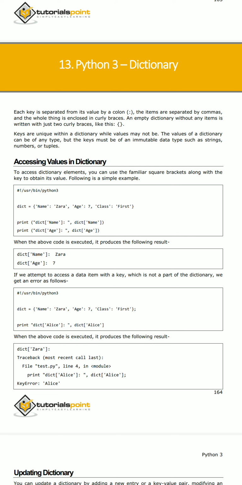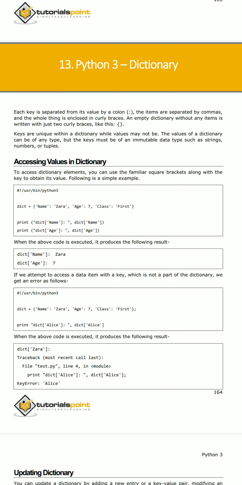Each key is separated from its value by a colon, items are separated by commas, and the whole thing is enclosed in curly braces. This is the syntax for a dictionary. An empty dictionary without any items is written with just two curly braces like this, and that is called an empty dictionary.